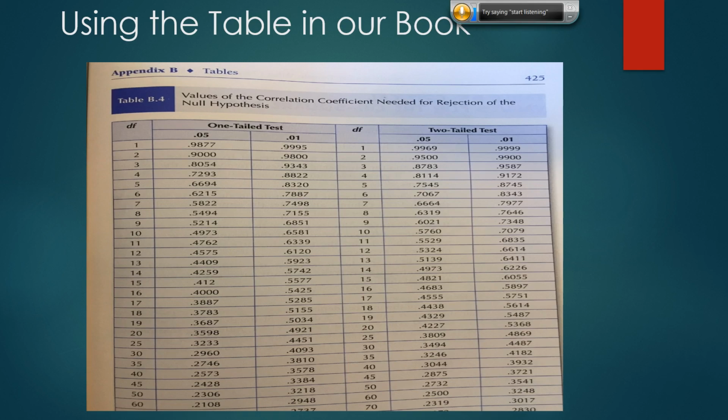And let's just assume that we're going to go with a more liberal p-value, 0.05. So if we're bringing over our correlation and comparing it to the one-tailed test at 0.05 for 25 degrees of freedom, our obtained value is either going to be higher than 0.3233 or lower than 0.3233. If our obtained value, our correlation, is lower than 0.3233, we do not have significance. However, if our obtained value is higher than 0.3233, then we do have significance. And that's how we determine whether or not we have significance in our correlations.